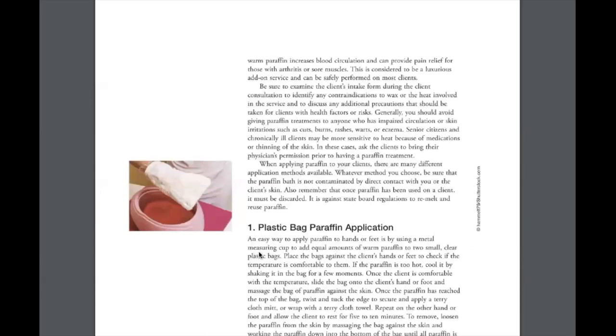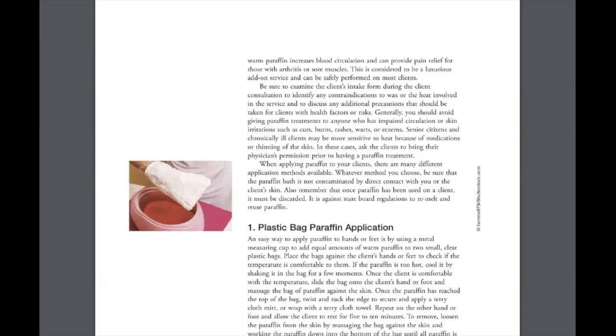Your plastic bag is an easy way to apply paraffin to the hands and feet by using a metal measuring cup to add an equal amount of warm paraffin to two small clear plastic bags. This is what they use on your feet. They put your feet in there and spread it around, and it hardens up. It sits for about 2-3 minutes, and then they remove it from your feet.